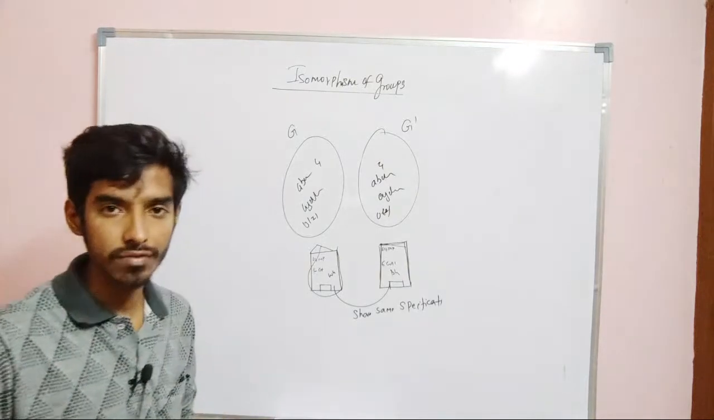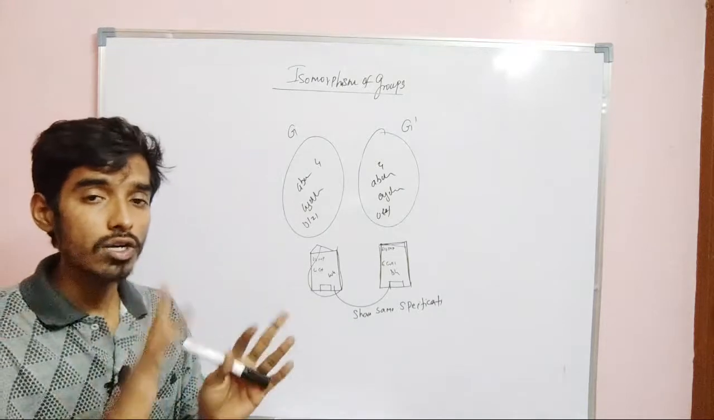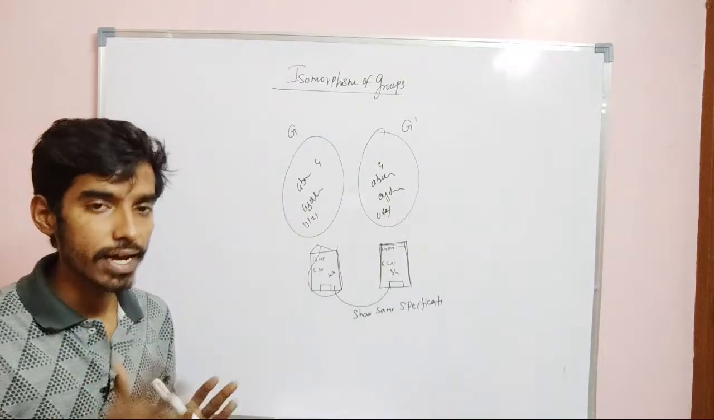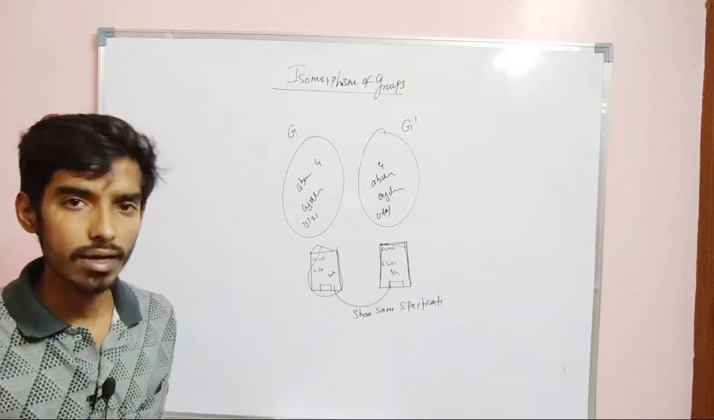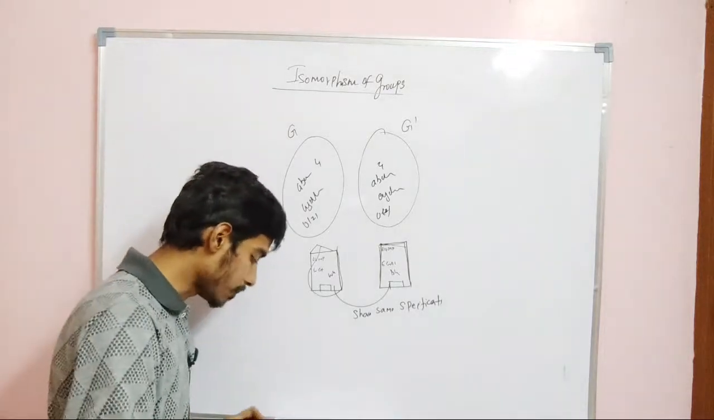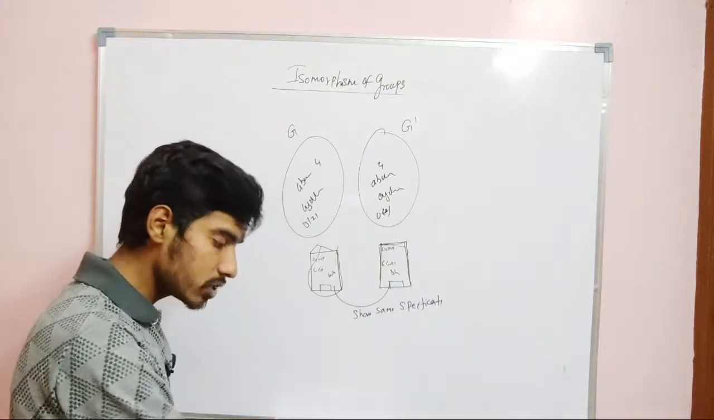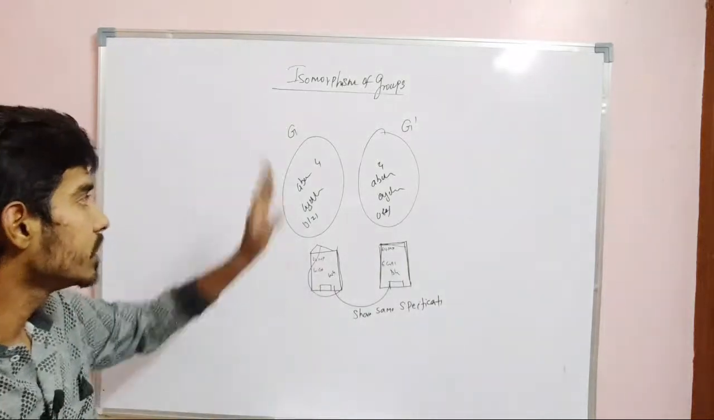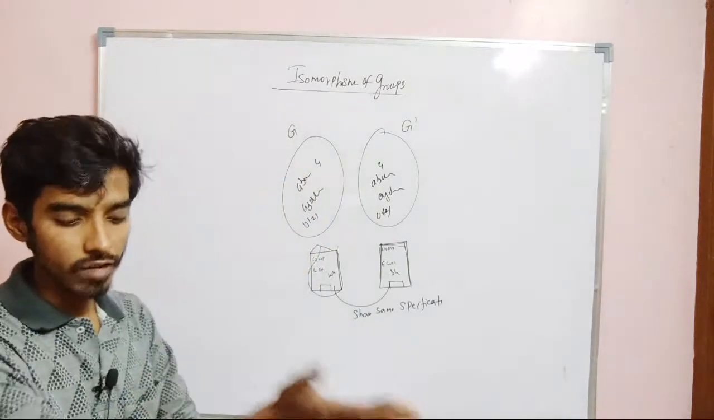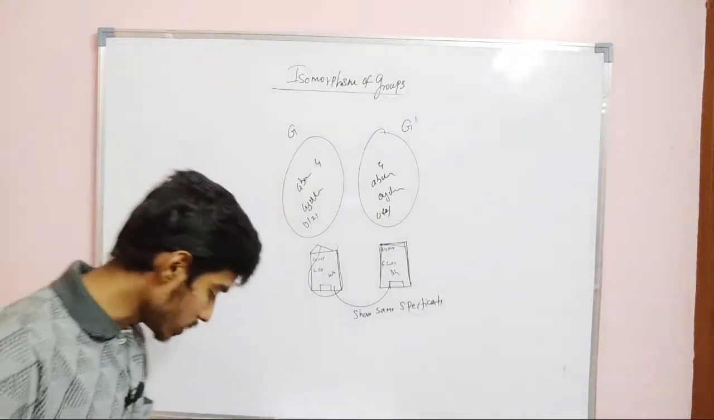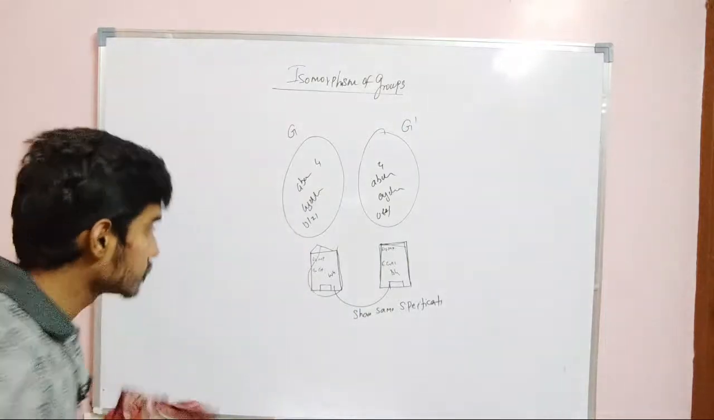That's what I'm going to define first. Not all 2 groups are isomorphic. If they share some conditions, then we say both are isomorphic. So what are the conditions? First we will define when 2 groups are isomorphic, and then we will work out some examples.